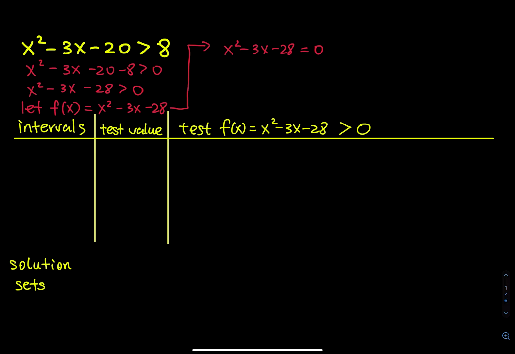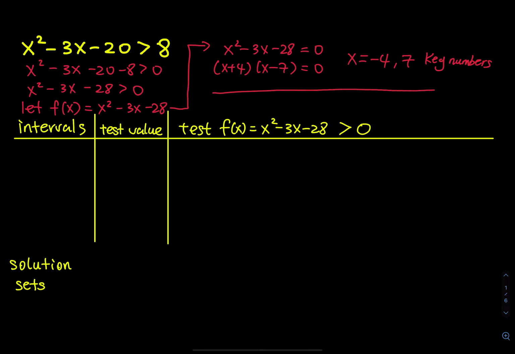And then I will factor this function. The factors are x plus 4 and x minus 7 equals 0. So using the zero product property, we have x equals negative 4 and x equals 7, and they are my key numbers. What are the key numbers for? The key numbers help me to set up the intervals.